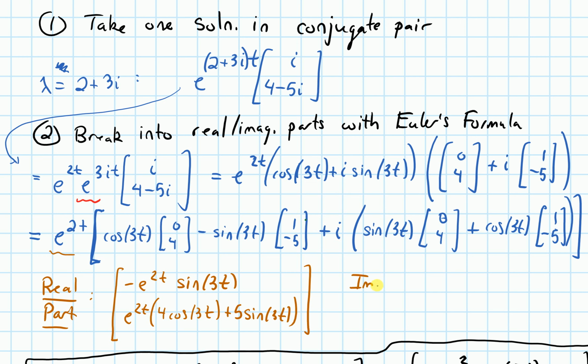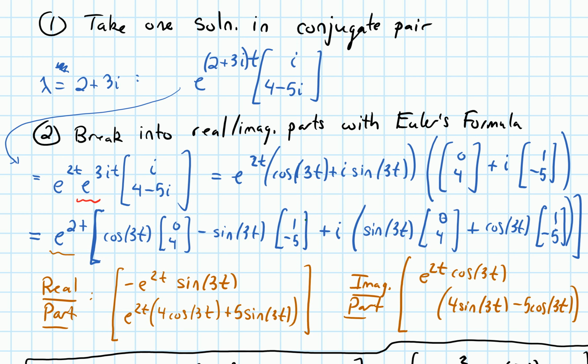Let's write down the imaginary part. It is also going to be a vector, so I also have to distribute e to the 2t into the imaginary portion. But let's focus on what we get when we combine these sine and cosine vectors. The sine times 0 is 0, and then the cosine term gives cosine of 3t, which gets multiplied by e to the 2t. For the next entry, we get 4 sine of 3t minus 5 cosine of 3t, and that whole thing needs to be multiplied by e to the 2t as well. And that is our imaginary part.